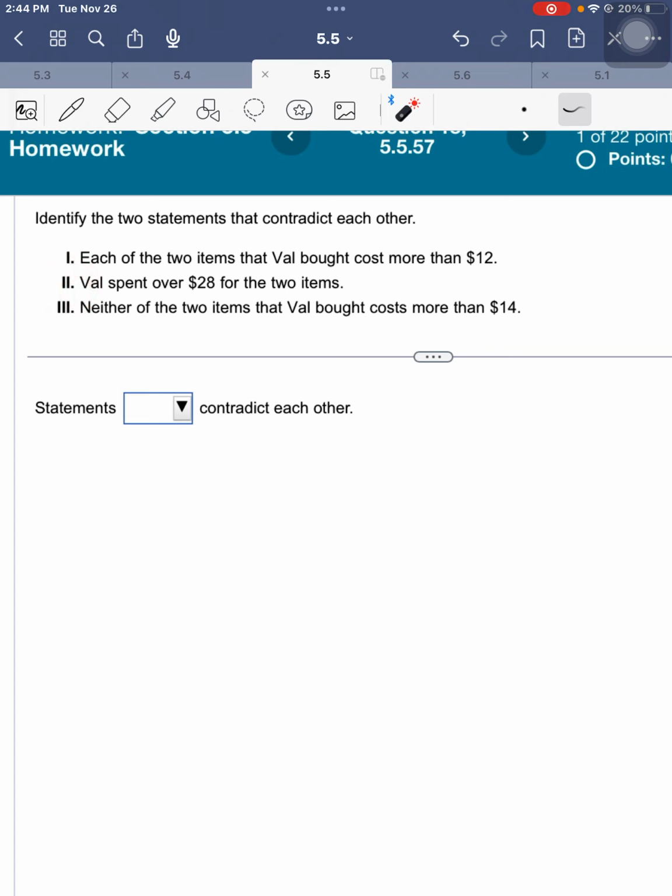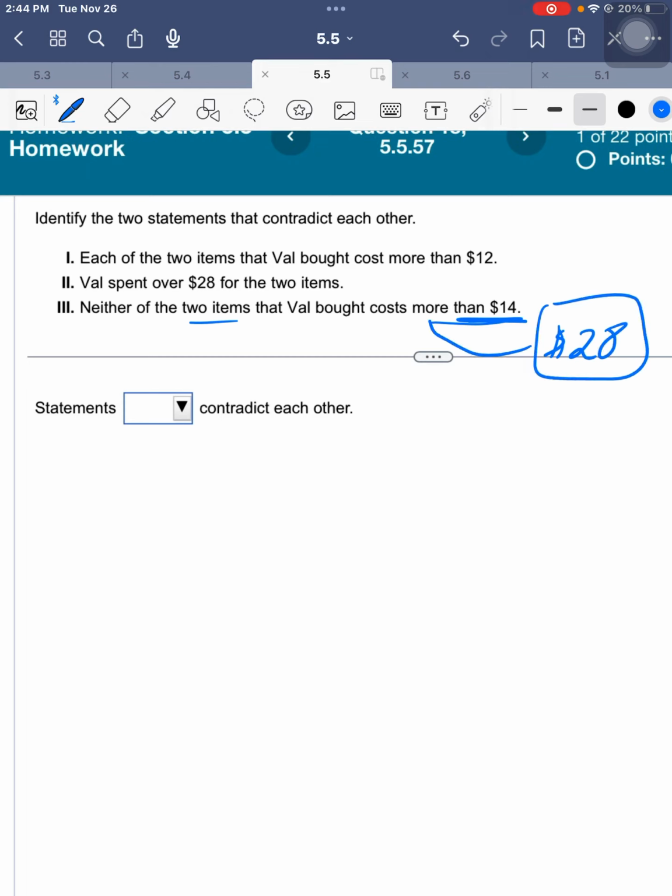Now the other combination is 2 and 3. So let's see. Neither of the two items that Val bought cost more than $14. So the maximum that she could have spent, if neither of the two items cost more than $14, was, what's 14 times 2? Or 14 plus 14? 28. So the most Val could have spent, according to statement 3, was $28.